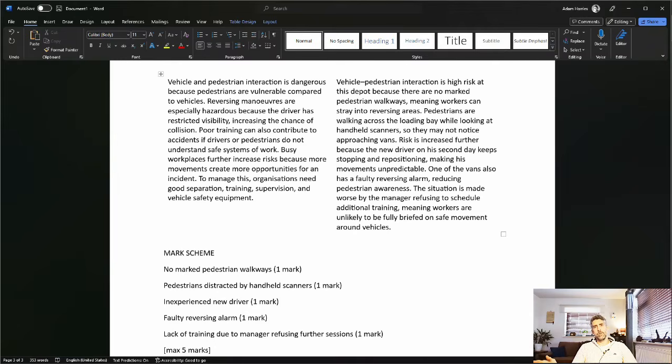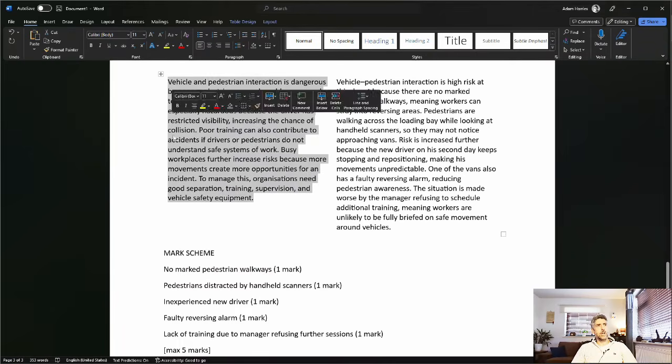None of it is wrong, but it still scored 0 points. And when you look at the mark scheme, you can see why. What does the mark scheme say? Let's look at the mark scheme and let's look at the question. Can we give a mark against no marked pedestrian walkways? Do they say that in the answer? No, it doesn't. It's not there.